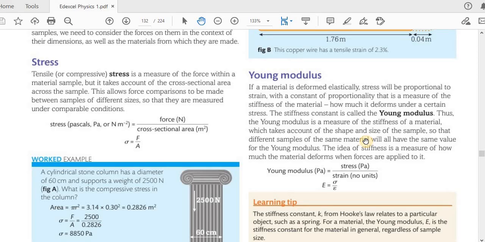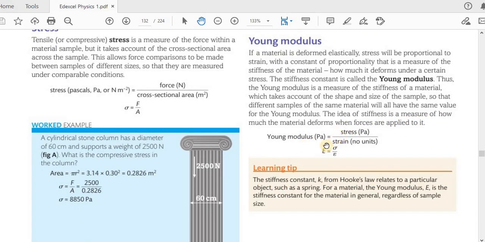Now don't confuse that with the stiffness constant K. That also we call stiffness constant. Stiffness of the material, how much it deforms under a certain stress. The stiffness constant is called the Young modulus. Thus, the Young modulus is a measure of the stiffness of a material, which takes account of the shape and size of the sample. So that different samples of the same material will all have the same value for the Young modulus. The idea of stiffness is a measure of how much the material deforms when forces are applied to it.